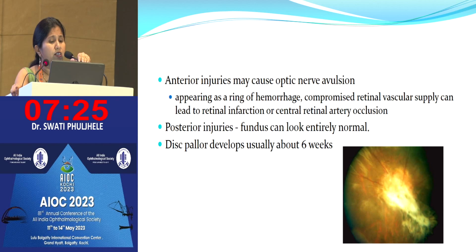Anterior injuries will cause avulsion of the optic nerve, which is seen as a ring of hemorrhage. It compromises the retinal vasculature and causes total retinal ischemia. While in posterior injuries, you may have an absolutely normal looking fundus. However, after 6 weeks or so, there may be disc pallor, maybe the only sign or evidence of the trauma.